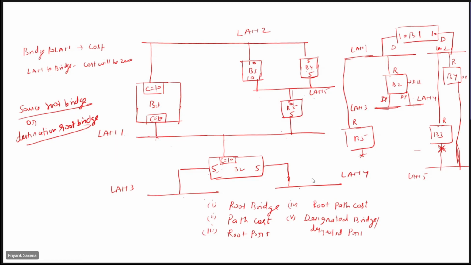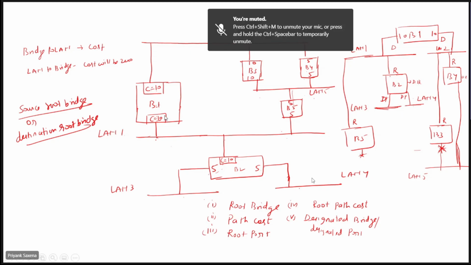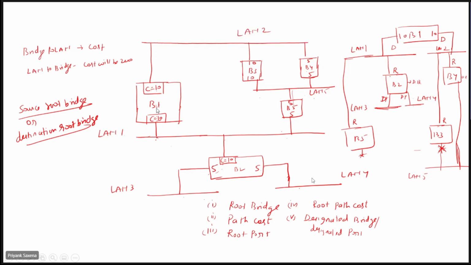Now there are different bridges, as I told you, to draw. Pardon? So where is the cost 0? When you are moving the frame from LAN to bridge, suppose you are on a LAN, you are saying from LAN to bridge this cost is 0, and then once the bridge forwards this frame onto LAN 2, this cost will be used, right? We are just seeing.